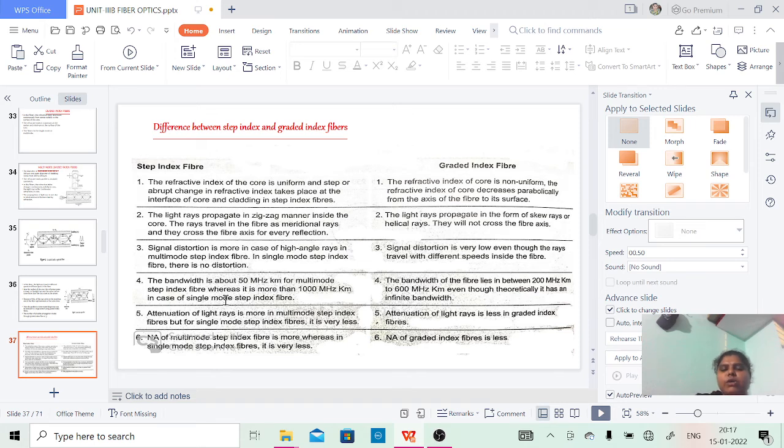The numerical aperture of multimode step index fiber is more, whereas in single mode step index fibers it is very low. That means the light gathering capacity of multimode fibers is more compared to single mode step index. The numerical aperture of graded index fibers is less. So these are the advantages, disadvantages and differences between step index fibers and graded index fibers.